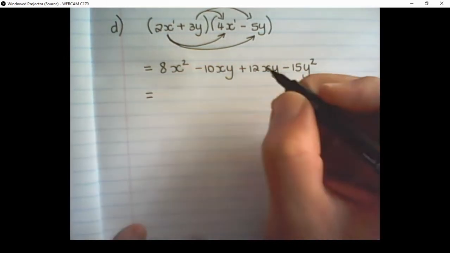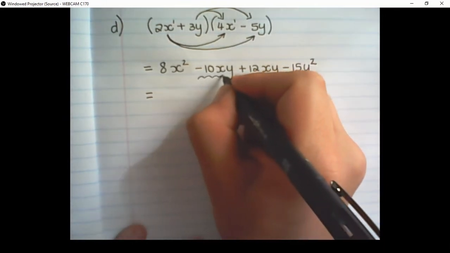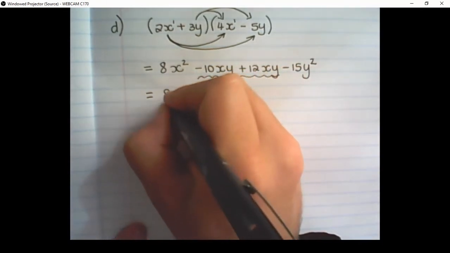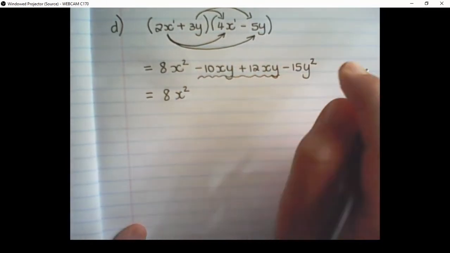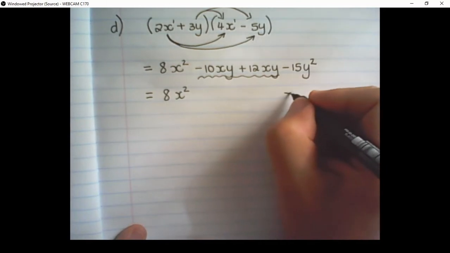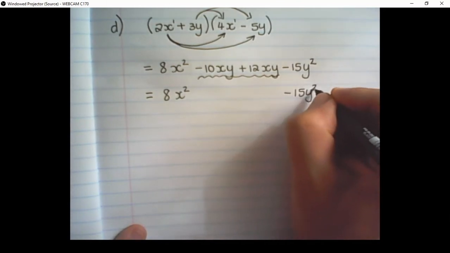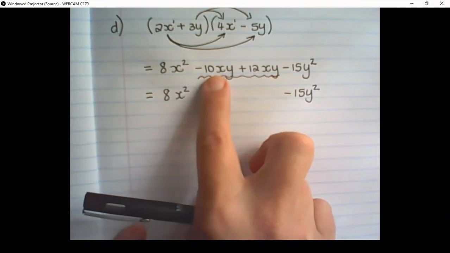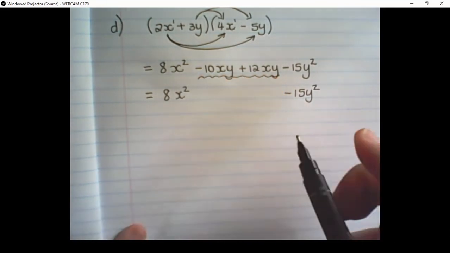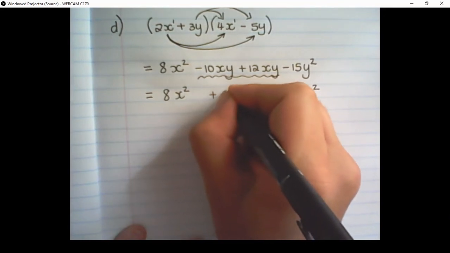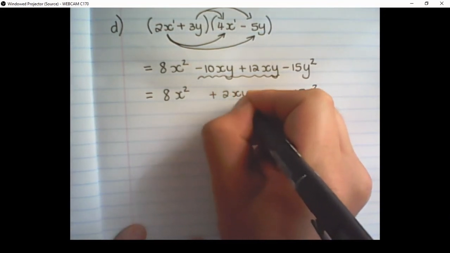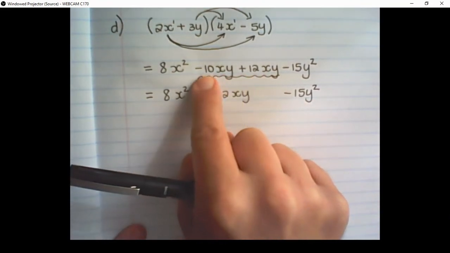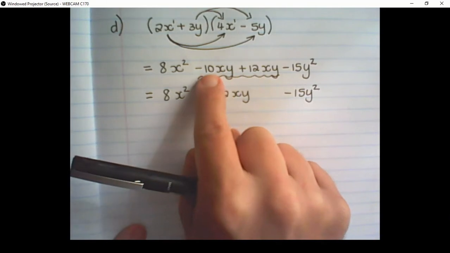And all that we need to do now is add up the like terms. There are no other x squares in the expression, so it's 8x squared, and there is no other y squares in the expression. But these like terms can be added together. So it's negative 10xy plus 12xy, which will give us positive 2xy. We do not change the variable, we simply add or subtract the coefficients from each other.